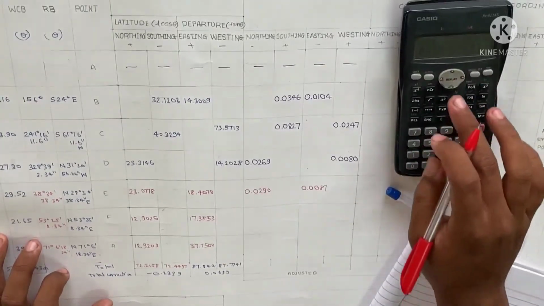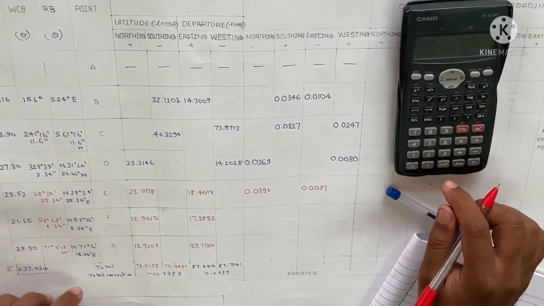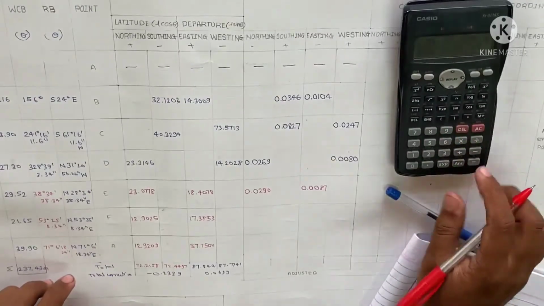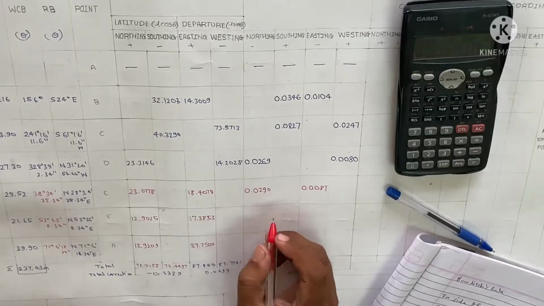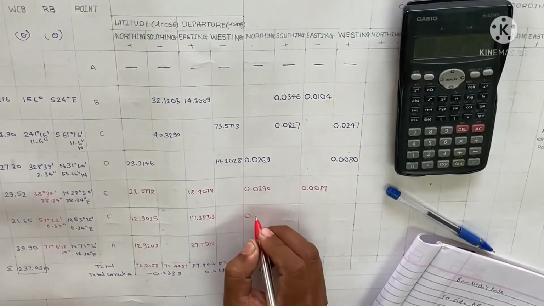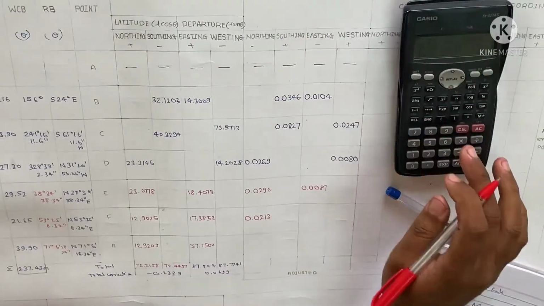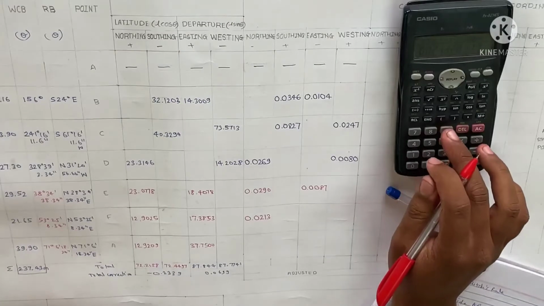Then for EF, the length is 21.65. Again with the error in latitude, it comes out to be 0.0213. Error in departure, we only change that, it is 0.0699.